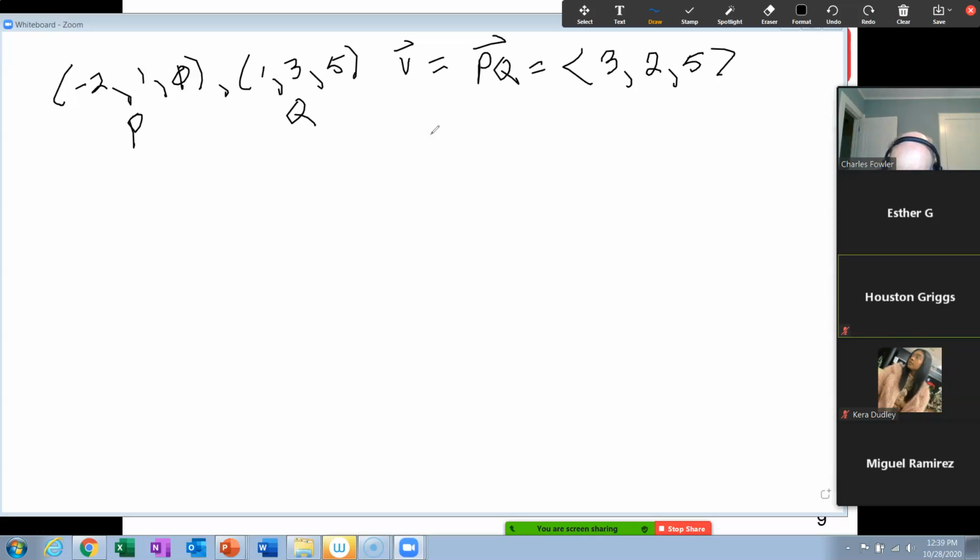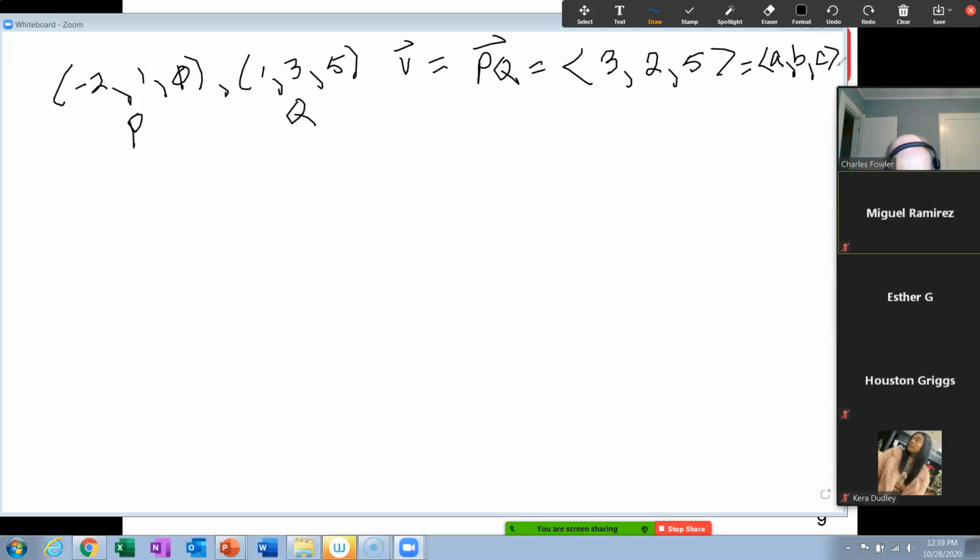Now we have a vector giving us a direction, and we have 2 points. It really doesn't matter which one we choose. By the way, 3, 2, 5 you can represent as the vector ABC, where A, B, and C are the direction numbers: 3, 2, and 5.